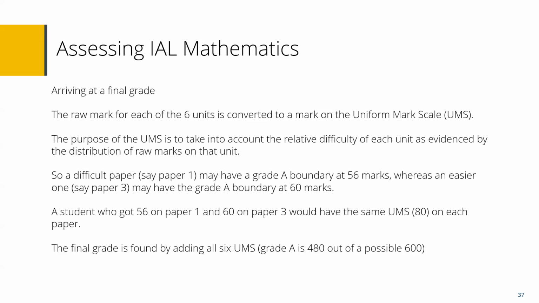So a harder paper, say paper 1, may have a grade A boundary of 56 marks, whereas an easier one, say paper 3, may have the grade A boundary at 60 marks. A student who got 56 on paper 1 and 60 on paper 3 would have the same UMS on each paper. The final grade is found by adding the 6 UMS marks, so grade A is 480 out of the possible 600 marks. And that's how they work with the UMS marks, and the reason for it.